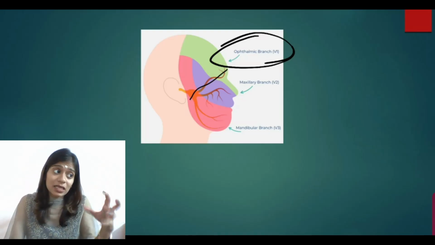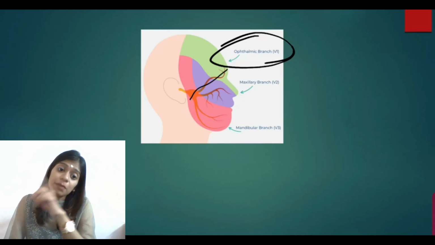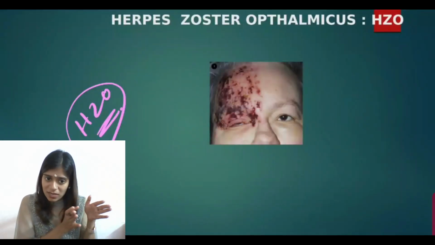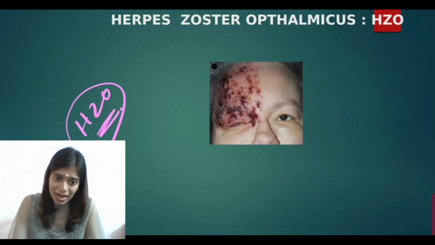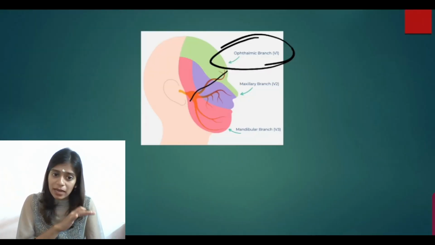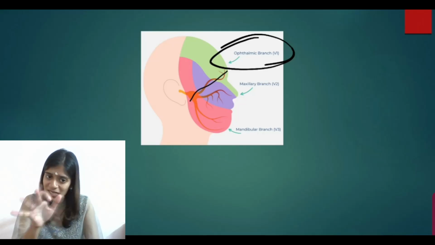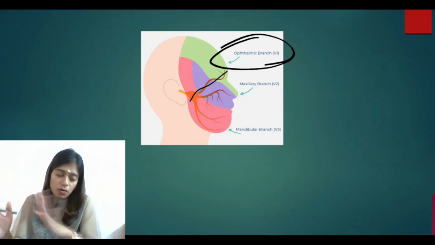That is why we call it herpes zoster ophthalmicus, because this virus tends to move towards the ophthalmic branch of the trigeminal ganglion and it can cause eye problems. That is why the name herpes zoster ophthalmicus.